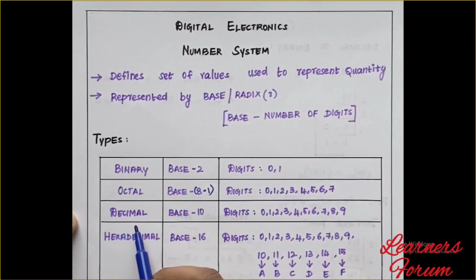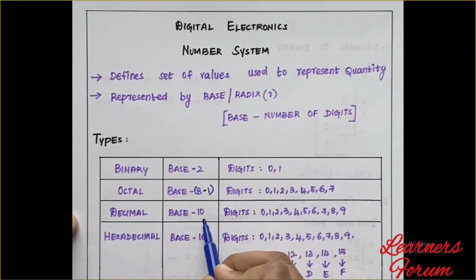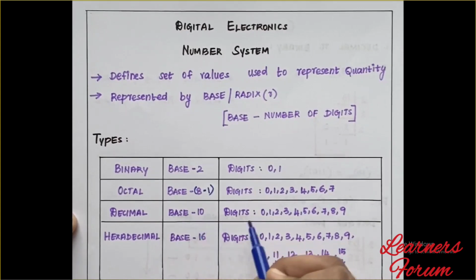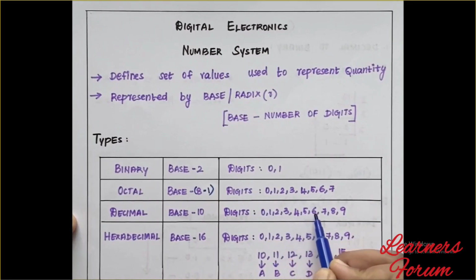Next, decimal. The base value of decimal is 10, which means 10 minus 1 is 9. So starting with 0, 1, 2, 3, 4, 5, 6, 7, 8 and 9, which are the digits for the decimal type.